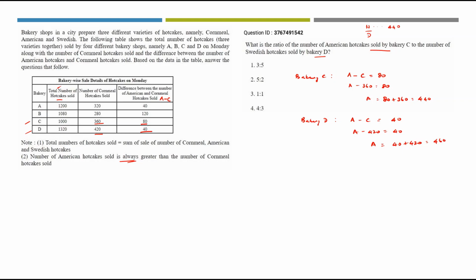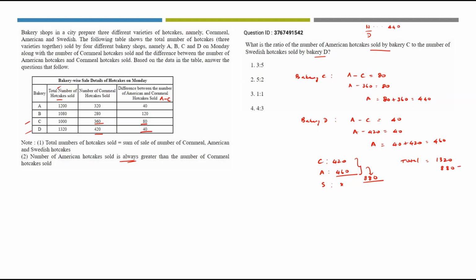So now we have 2 counts. Cornmeal count is actually 420. American count is actually 460. Now we have to find the Swedish hotcake count, that is X here. Along with cornmeal data and difference between American and cornmeal data, we have another data called the total number of hotcakes sold. So the total number is given as 1320. Let's add American and cornmeal alone together. 0 plus 0 is 0, 2 plus 6 is 8, 4 plus 4 is 8. So these two together will give a sum of 880.